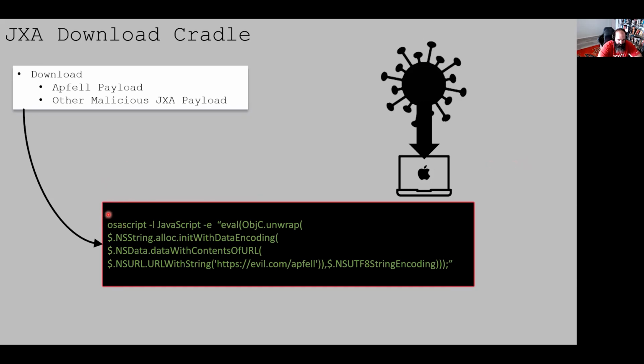And yeah, it's really simple. Just you put this in quotes. osascript -l for the language, JavaScript, and then -e to execute. And then you notice this eval function here. So what that eval function is going to do is it's actually going to not only download your malicious payload, but it's going to execute it. So all in one line, you're going to download, say you have an app file payload hosted on eval.com. It's going to download it here, and then this eval function is actually going to execute it.